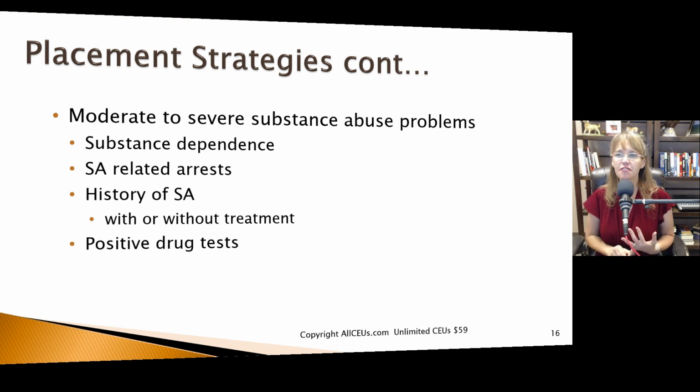If people have moderate to severe substance abuse problems, they're going to show substance dependence. They're going to likely have substance-related arrests, DUIs, possession with intent. They may have a history of substance abuse with or without treatment, and often have positive drug tests, especially if they've been on probation or in diversionary programs, or when they're arrested, they may test positive.